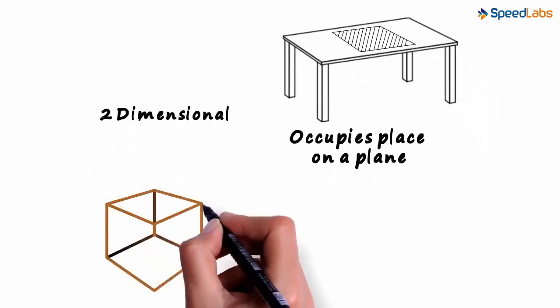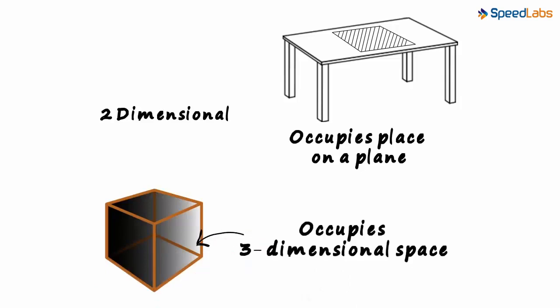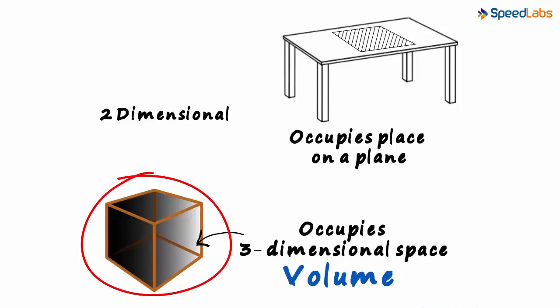Now look at this cuboid. It occupies three-dimensional space, something more than just a plane. This space that the cuboid takes up is called its volume. Its entire surface cannot lie on a plane at once. How do we find its volume?